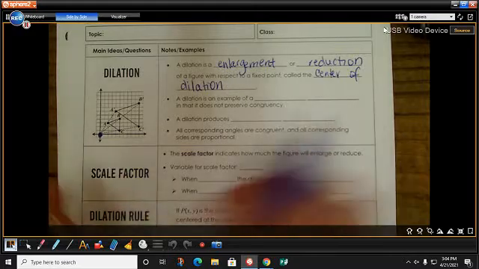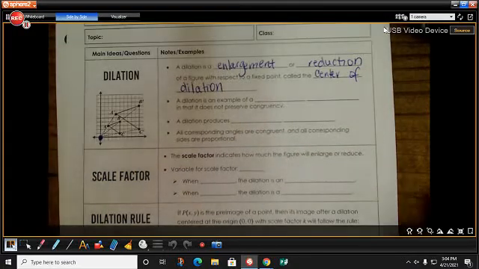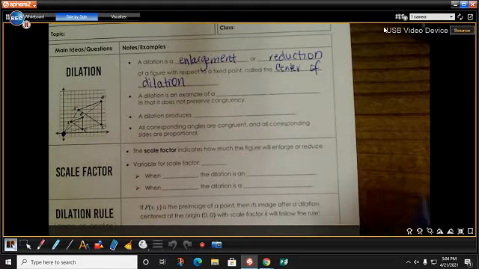So you don't need to worry about what that's going to mean for anything else. We're going to stick with our dilations just doing one thing, so you don't need to worry about your center of dilation too much.